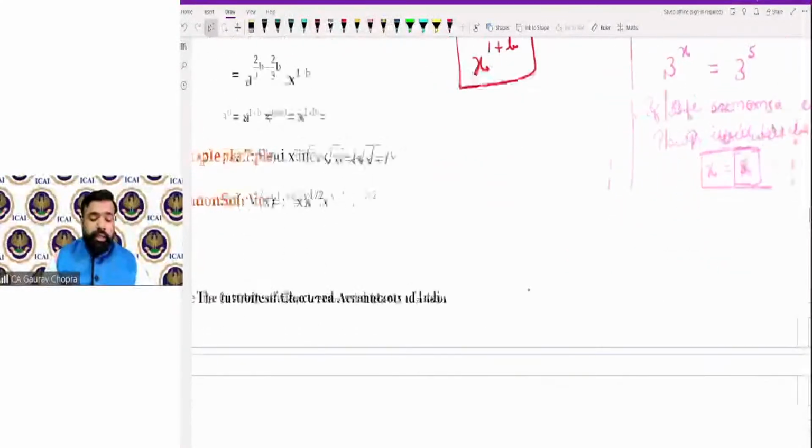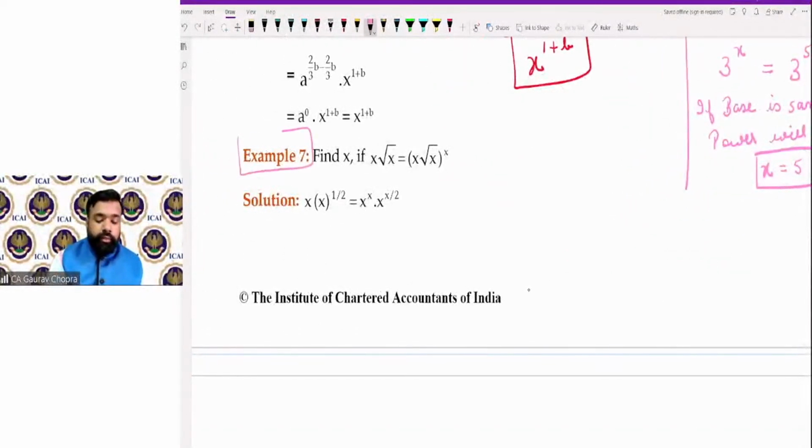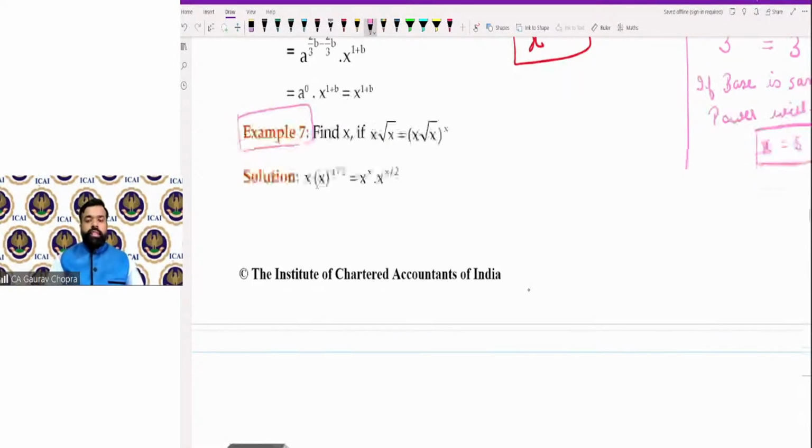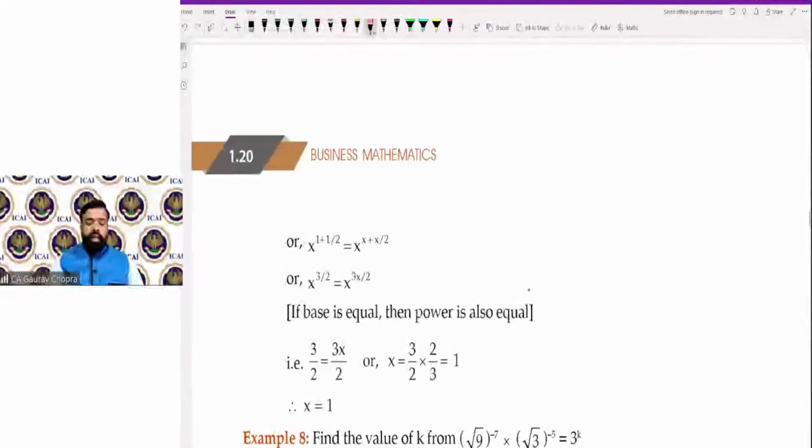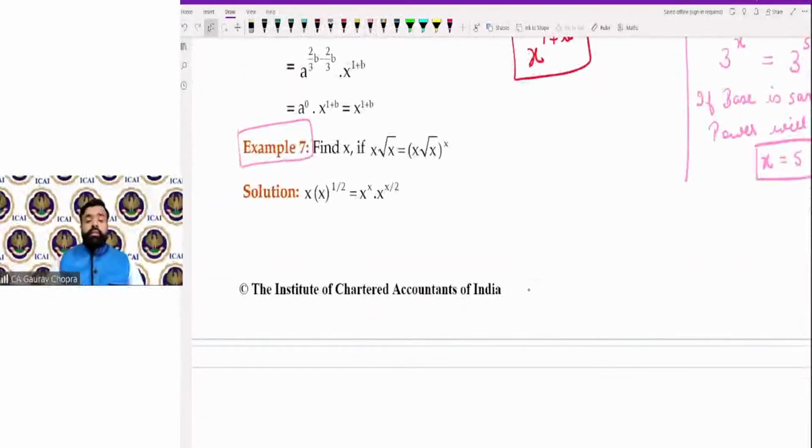Now let's move on. Example number 7. x root x and x root x to the power of x. Now how will you solve this? This is a very, very easy question. The solution given in this study material is a bit lengthy, but you can solve it within 1 second. Yes, not 1 minute. How in 1 second? By just applying this property, you will get your answer within 1 second.